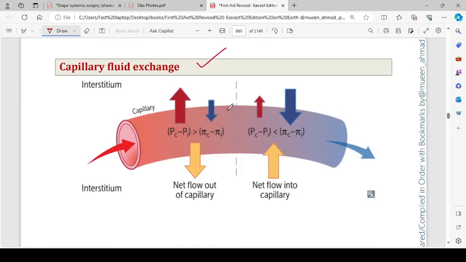Then we have capillary fluid exchange. The oncotic and the hydrostatic pressures work in equilibrium, or balance, with each other to maintain the fluid flow out of or into the capillaries.